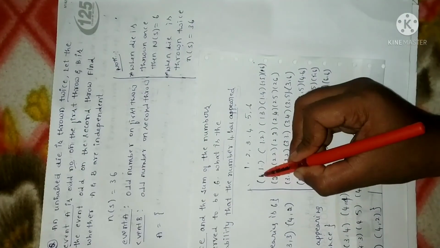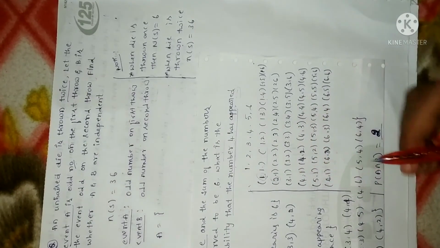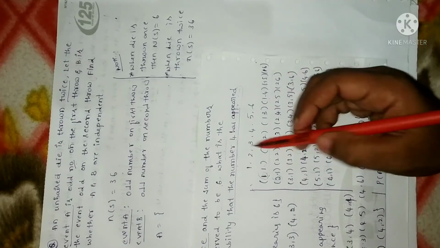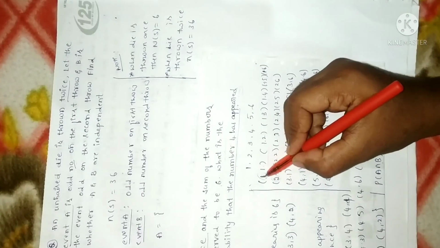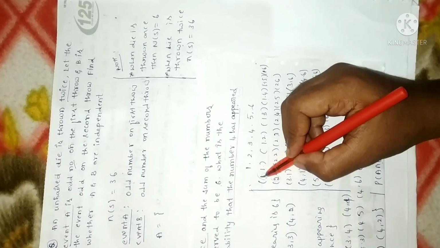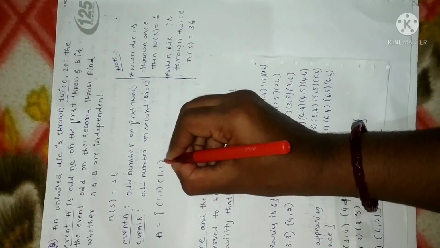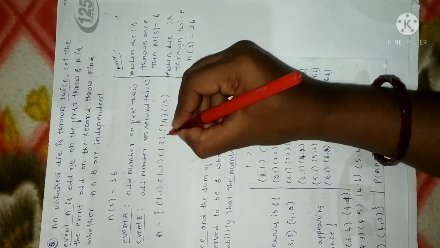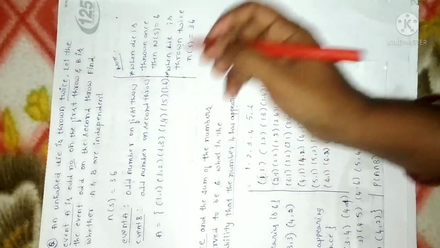Odd number on the first throw means, as I already told you, the first position number represents the first throw and the second position number represents the second throw. Now we have to find an odd number on the first throw, in the sense that the first position number should be odd. So I will make a list of all those. 1 is an odd number, so we'll get 1,1; 1,2; 1,3; 1,4; 1,5; 1,6. In all the first places you have 1, so 1 is an odd number.